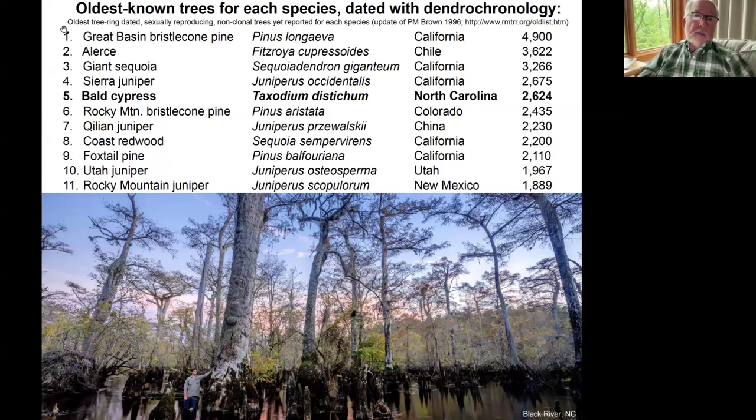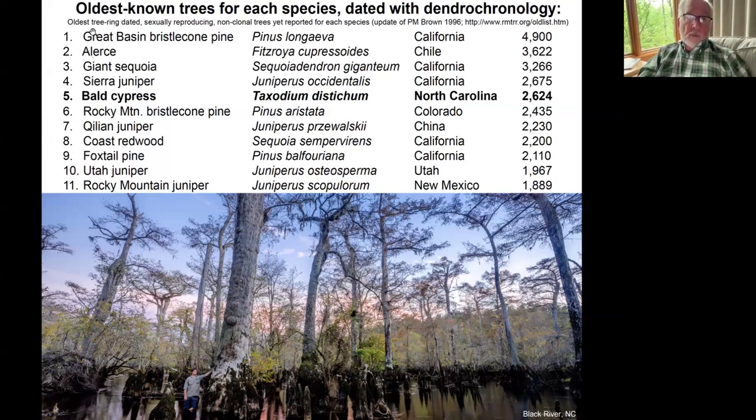And here you see the top 11 species that have the oldest known living individuals, trees. Probably they're all underestimating the longevity potential of each, but those are the records.